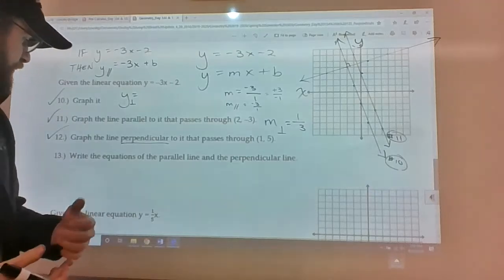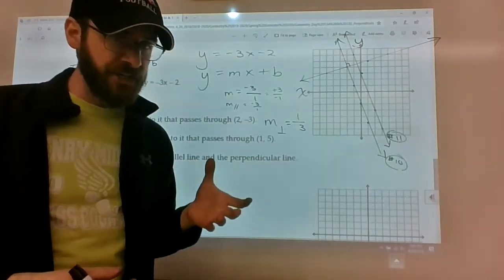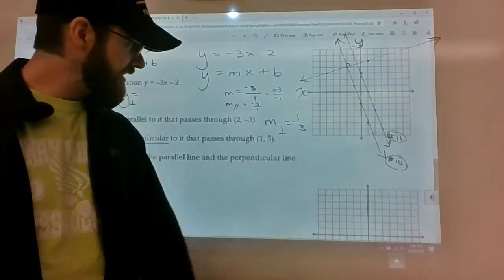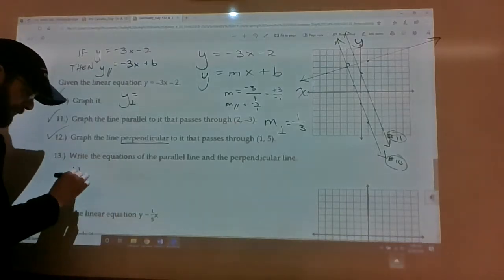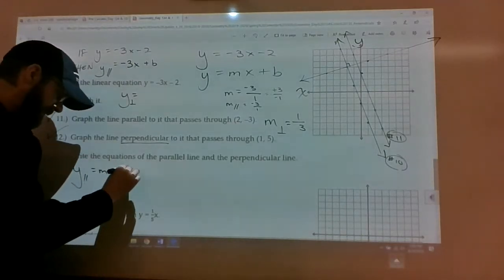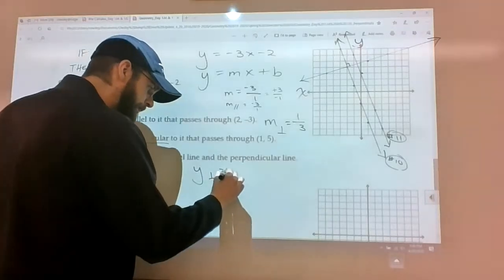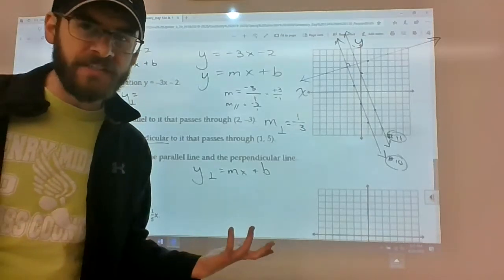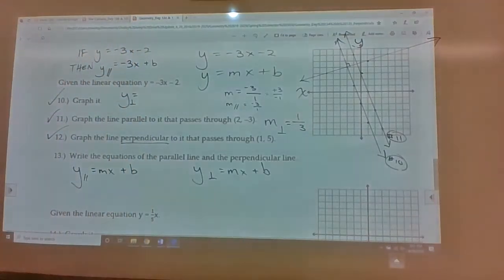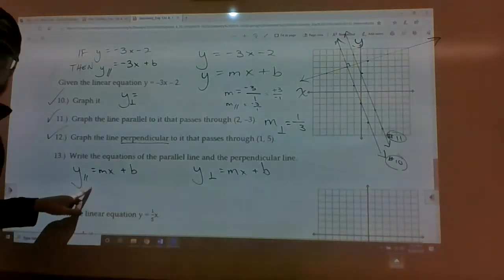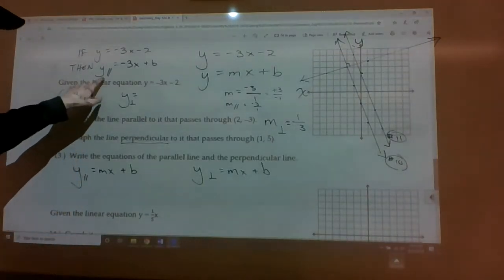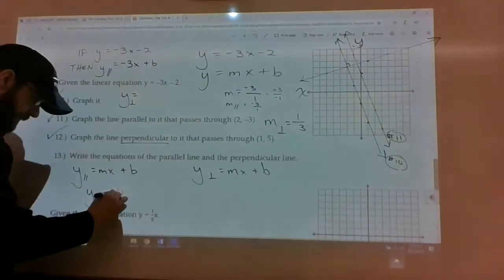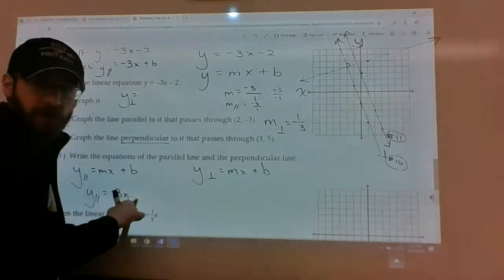We got through 10, 11, and 12. Now, what's it mean to write the equations of those lines that I just graphed? Well, technically, they both should look like this. Right? They're just going to have different b values and different m values. Now, the first one, we almost had it. Y parallel had negative 3x plus b. And the b is the place where it crosses the y-axis.